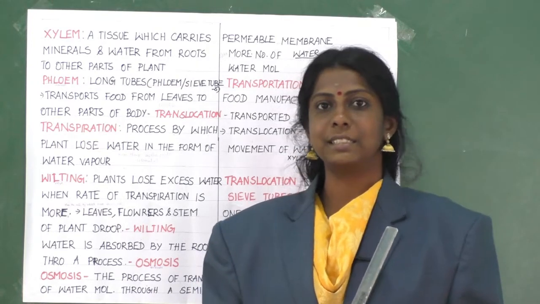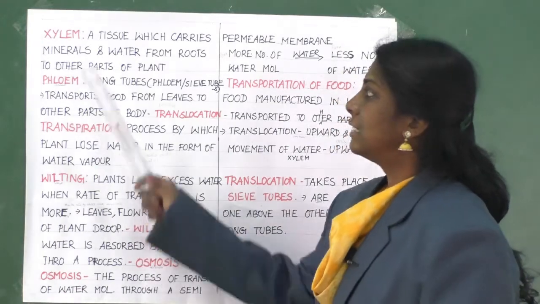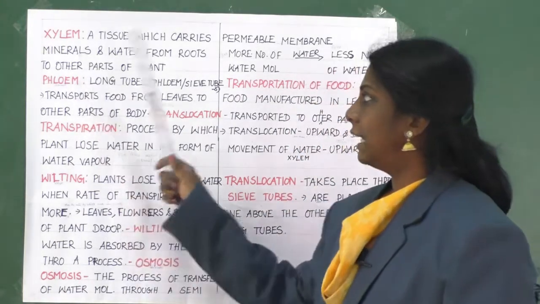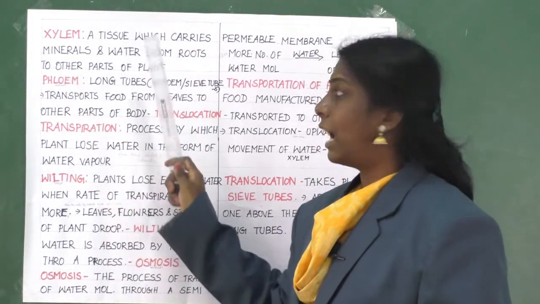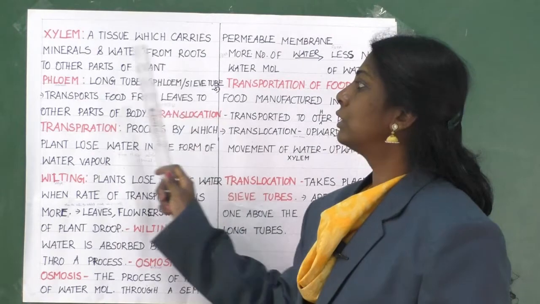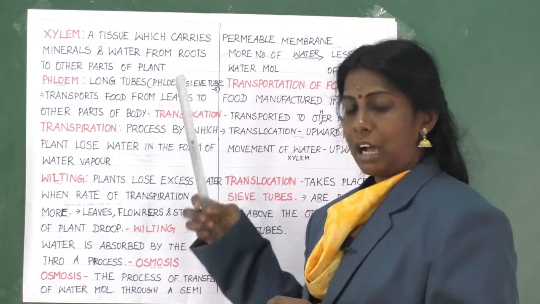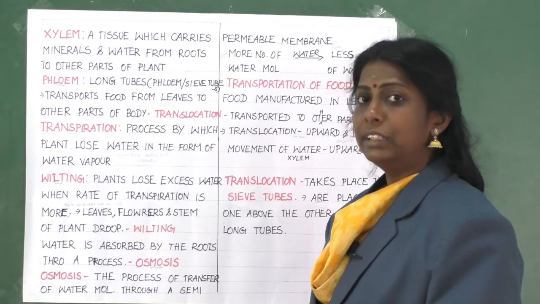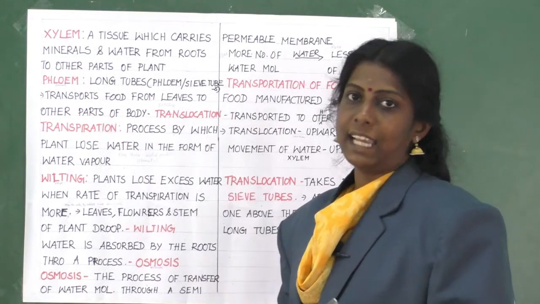Now children, for the movement of substances in the plant, they have a vascular system. This vascular system has two main parts, xylem and phloem. What do you mean by xylem? A tissue which carries minerals and water from roots to other parts of the plant. Water is absorbed by the root system, is it not? And then it's carried to all parts of the plant with the help of the xylem.